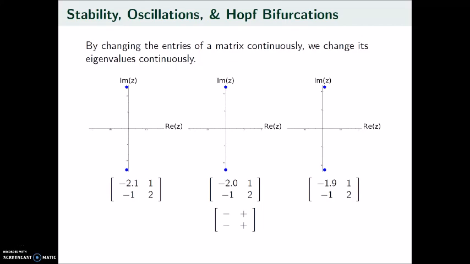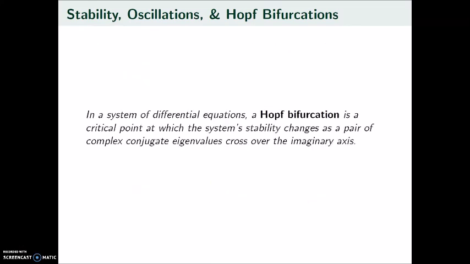So in this case, the sign pattern doesn't exactly tell us where the eigenvalues are. In some cases they do, but in this case it doesn't. This process by which I can move the eigenvalues either to the left or to the right of the imaginary axis is called a Hopf bifurcation. It needs a name, so it's called a Hopf bifurcation. It's a critical point where I could move these eigenvalues either to the left or to the right, and that makes a difference as to whether or not the solution is stable.